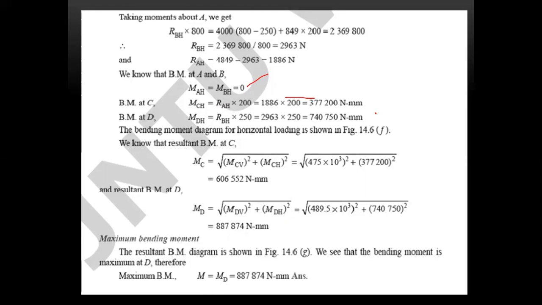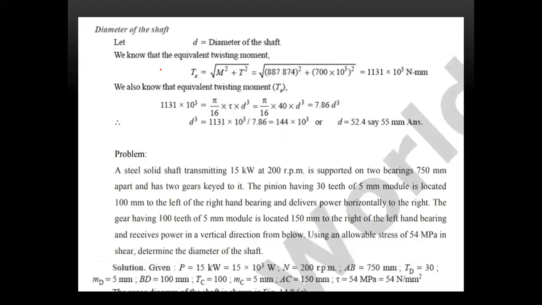So these are the values we have got. These are the derivations we are doing for the maximum bending moment, right? The diameter of the shaft is equal to this formula. By equating with the twisting moment, we get d cube. Therefore, finally d is equal to 55. Next, for the second problem.